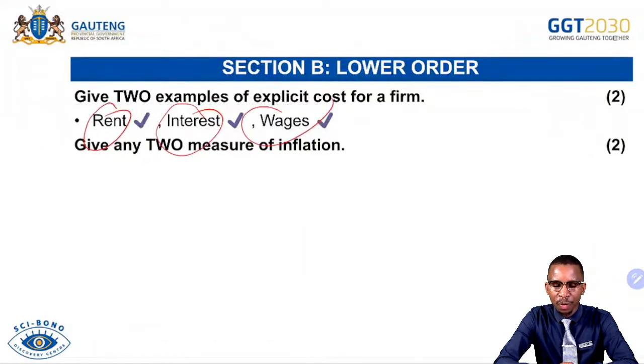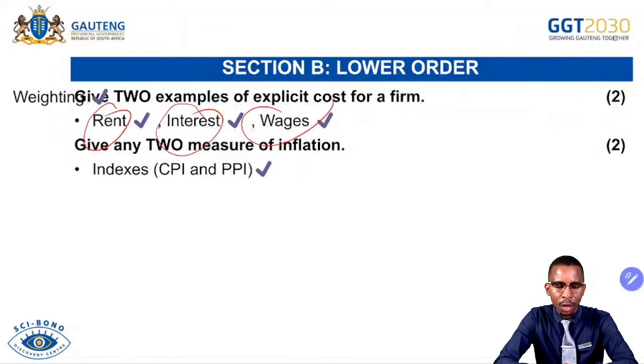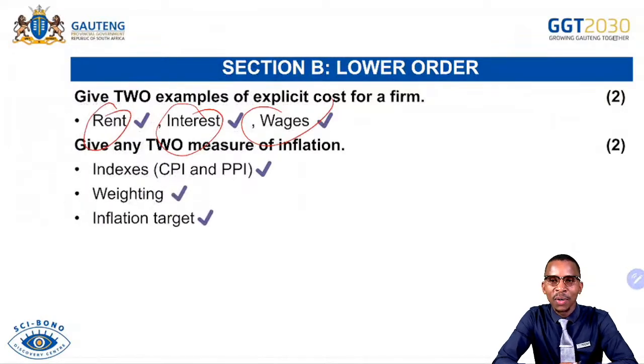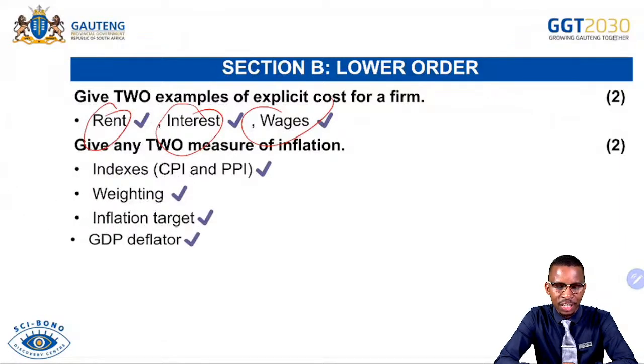Give any 2 measures of inflation. Remember, we talk of the 4 indexes, CPI and PPI. We talk about weighting. There was a question on weighting in your higher order, on your prelim paper 2 for housing. Yeah, that worked on you thoroughly. And then inflation target is also a part of it, GDP deflator.